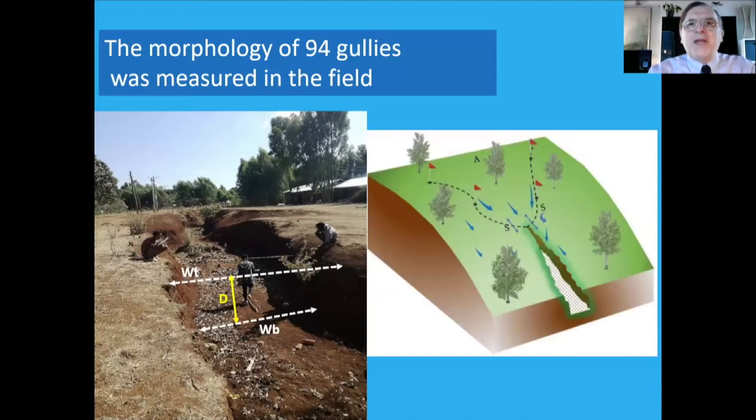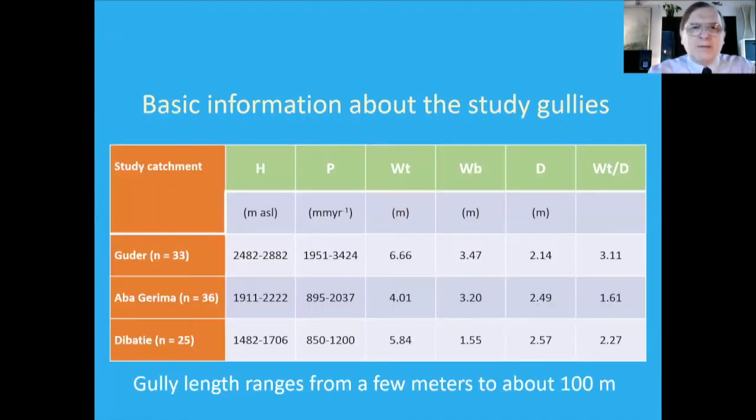We measured 94 gullies in the field, and we measured several cross-section geometries, measuring top width, bottom width, depth, and the area of the contributing runoff area and slope. Some basic information about the study catchments and study areas.